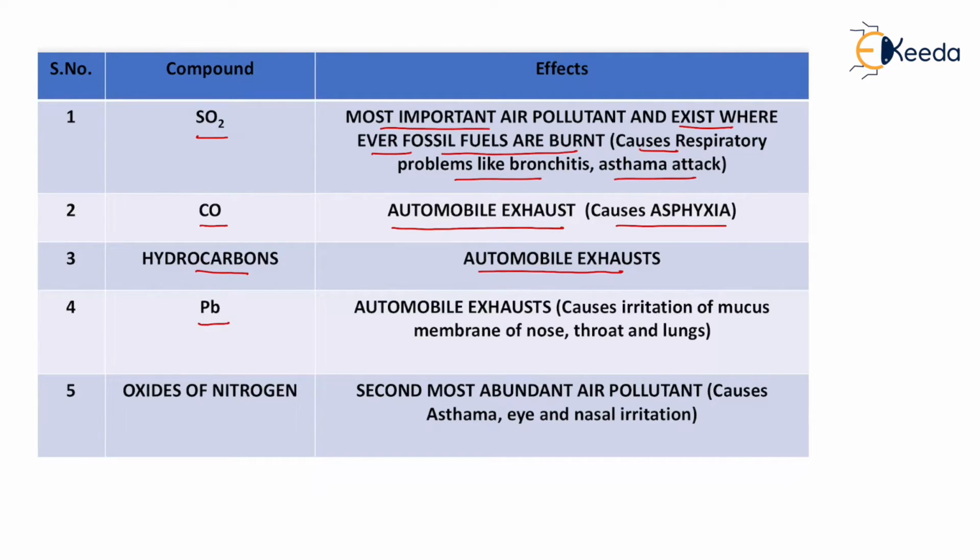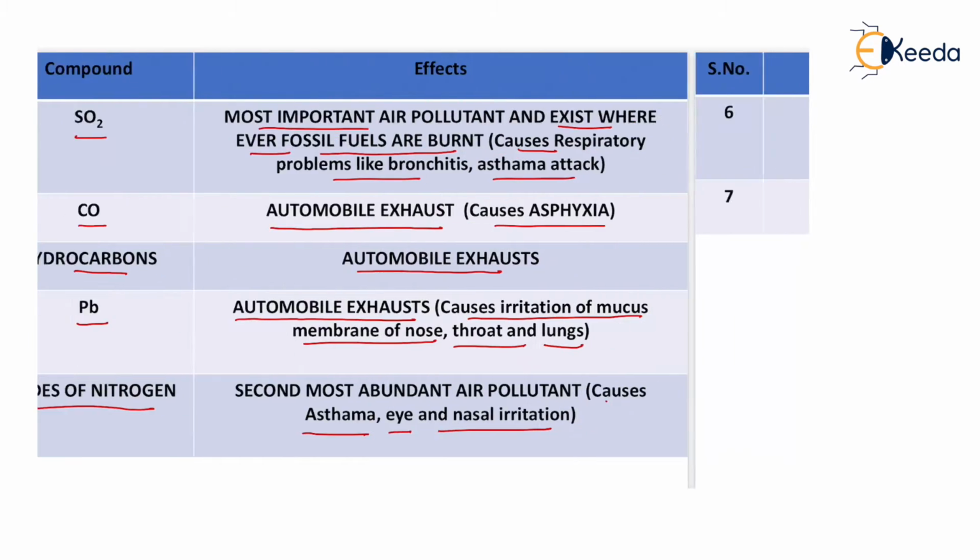Lead is also released from the automobile exhaust, and it will cause irritation of mucous membrane of nose, throat and lungs. Now the next compound will be the oxides of nitrogen. It is the second most abundant air pollutant after SO2, and it will cause asthma, eye and nasal irritation. That is the compound and its effect.